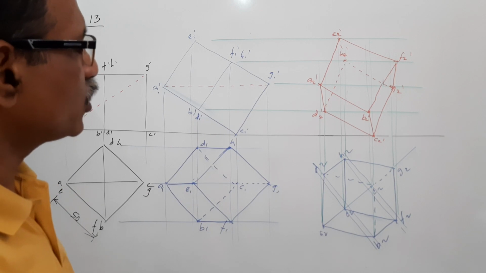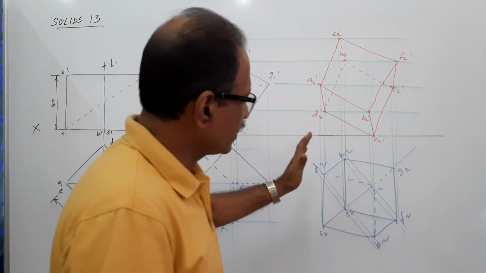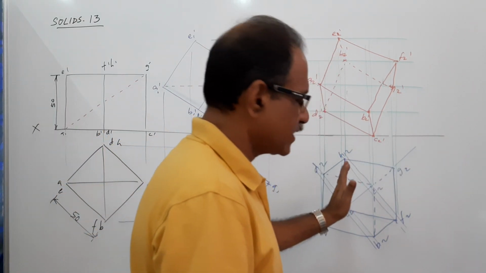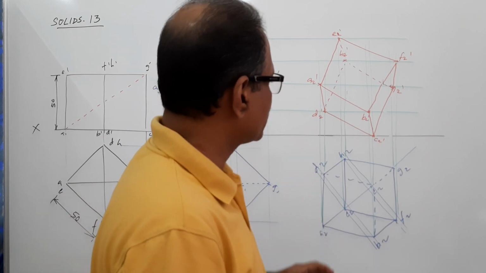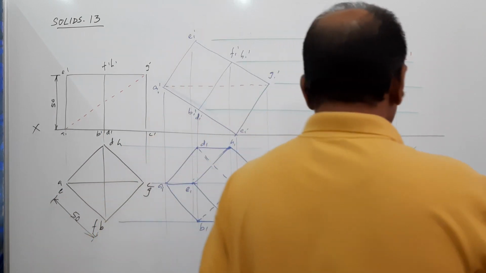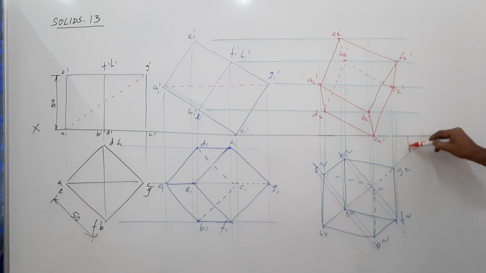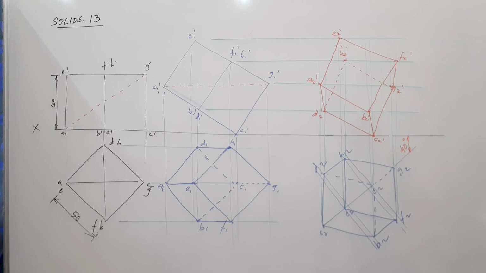It all depends upon which point comes on that side and this side. Only if you draw this to exact dimensions will you be able to identify the visible and invisible edges. But I think this is almost correct. If at all there is any small difference, this is okay.